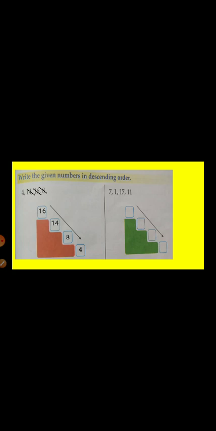7, 1, 17 and 11. So write down first the greatest number. Which one is the greatest number? Yes, 17 is the greatest number. So write down 17 first. Now cut the 17. Now the number that is smaller than 17.